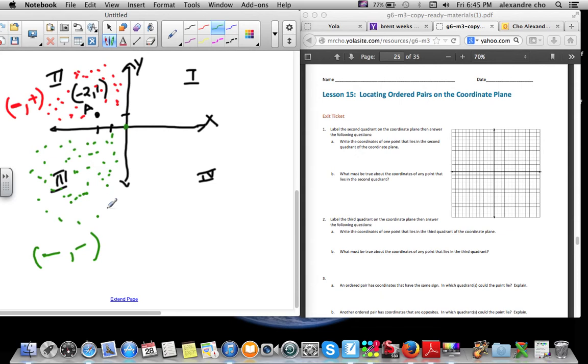Okay. Question 3. An ordered pair has coordinates that have the same sign.